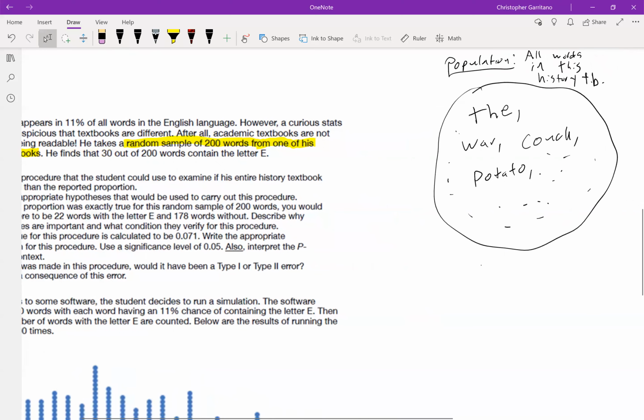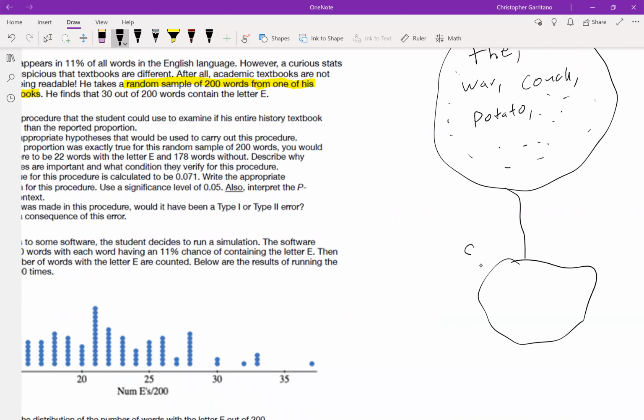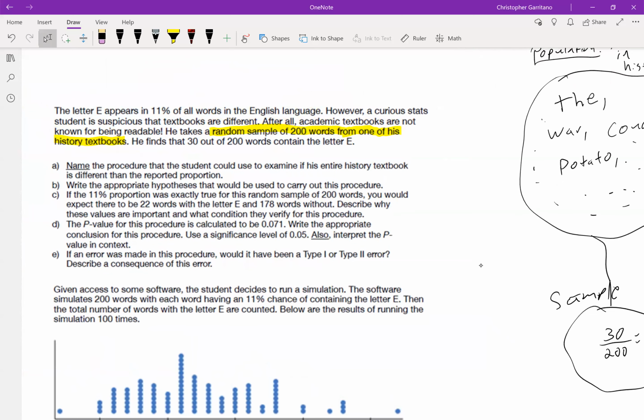So he dives in, he takes a random sample of 200 words, and 30 out of those 200 words contain the letter E. We call that p hat, right? Because we're counting a proportion. Out of the 200 words, 30 of them fit into the category of containing the letter E. So right off the bat, you should notice that we're talking about qualitative data here. And what we just did is we discovered a sample proportion.